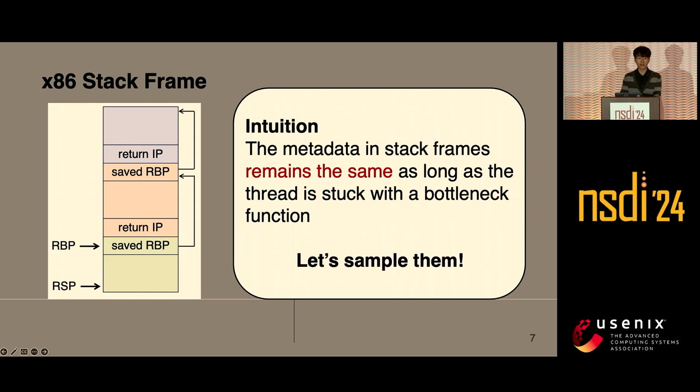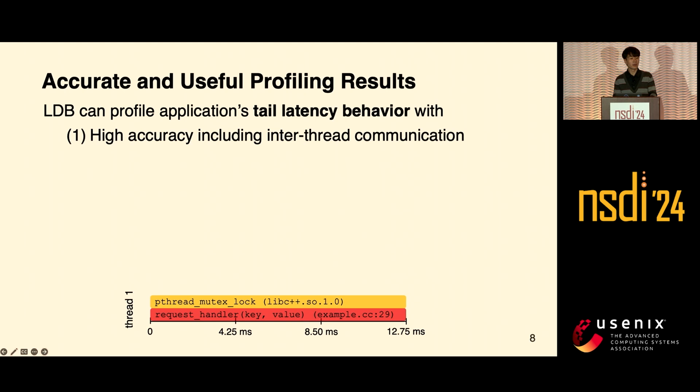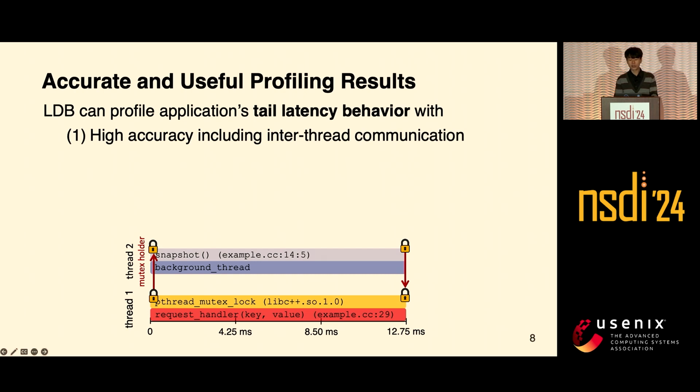The key idea of the LDB is to sample the stack frames to measure the latency for each function call. As you have seen in the live demo, LDB provides accurate latency information. With the inter-thread communication records, LDB can pinpoint the root cause of the high tail latency. In this example, LDB not only tells you that waiting for the lock is the reason for the high tail latency, but also that the mutex holder is delayed in releasing the lock because of the snapshot function.